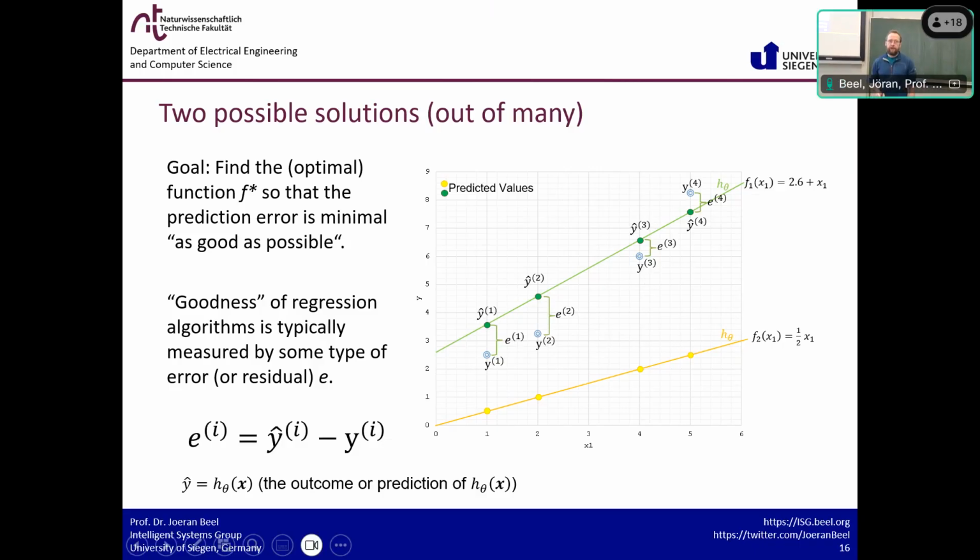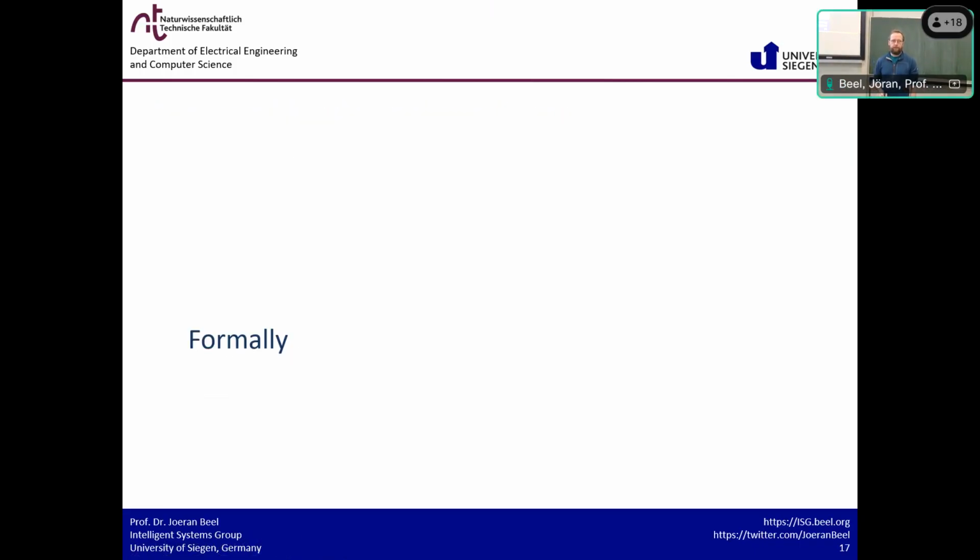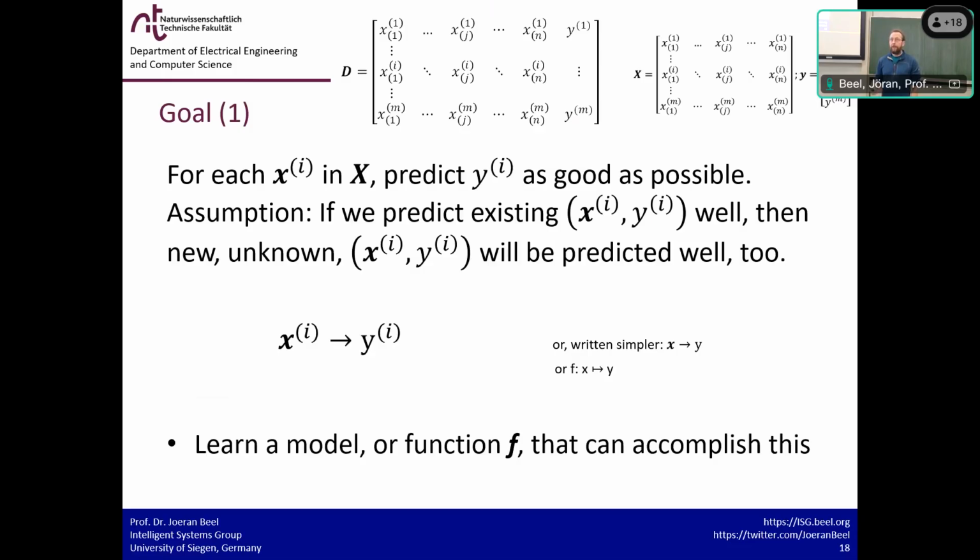And we want to minimize the error. So a bit more formally, we want for each instance xi in the data set to predict the corresponding label yi as good as possible. Because the underlying assumption is if you can predict the existing data well, then it will work well for new unseen data. So we need to find a function that is mapping x to y.